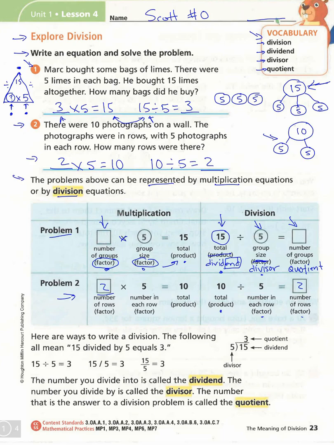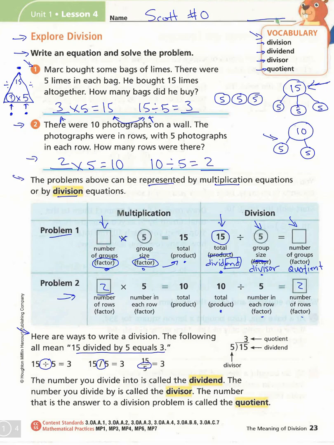Okay, so here we go. We're looking at it down here now. Here are some ways to write a division. That seems weird, it seems like they left something out. The following all mean 15 divided by 5 equals 3. What they're saying is that you're going to see different symbols. Like there's different symbols for multiplication, there are different symbols for division as well. And all of those mean division.